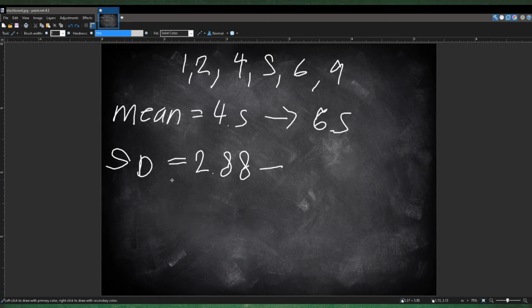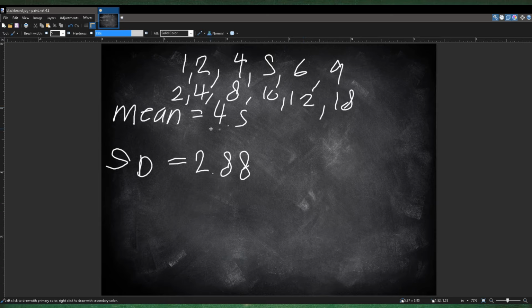And let's say what happens if you multiply each number by 2. So this becomes 1 times 2 is 2, 2 times 2 is 4, this is 8, this is 10, that's 12, and that's 18. So what happens to the mean? Well, the mean multiplies by 2. So 4.5 times 2 is 9. And 2.88 times 2 is 5.76.